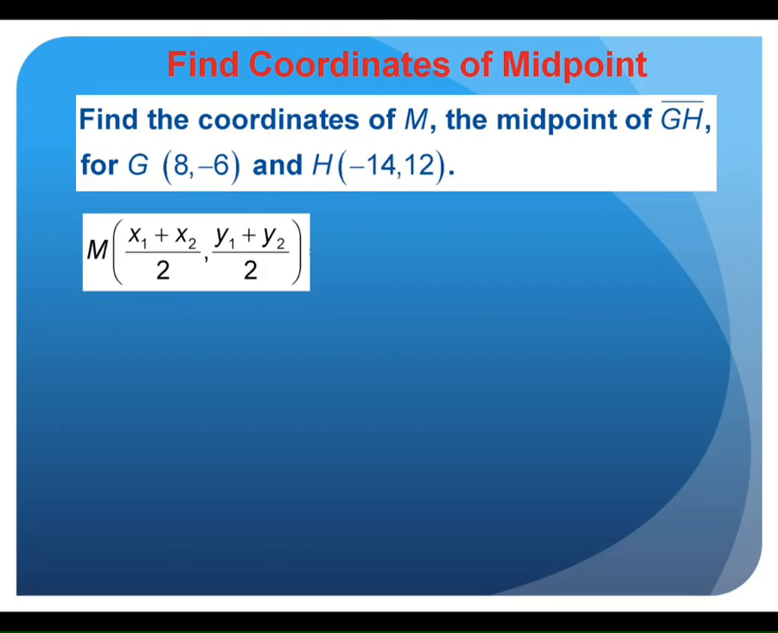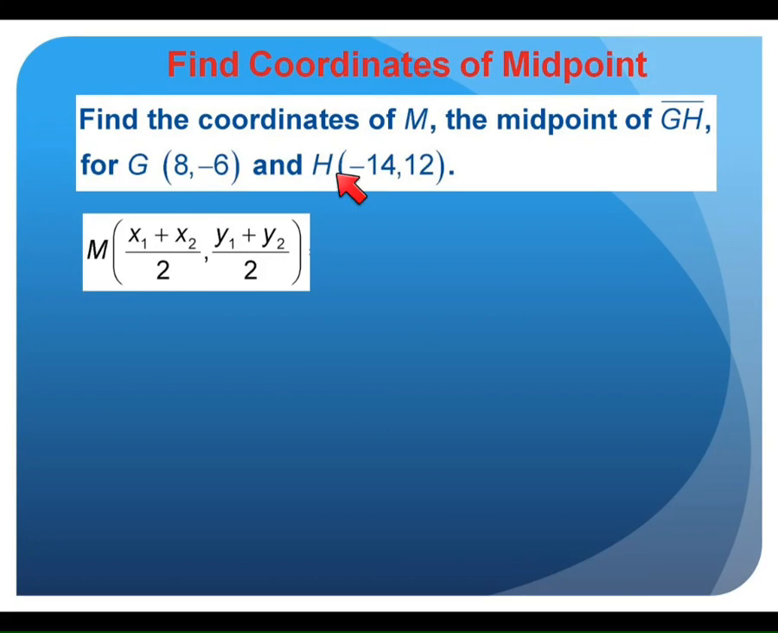Now, if they're on an XY axis, so if I told you to plot the point 8, negative 6, and plot the point negative 14, 12, you're going to go and plot those, connect them. Where's the midpoint of those two at? Right? It's not easy to tell by just looking at it. All I have to do is take the average of the x's and the average of the y's. That's my midpoint.